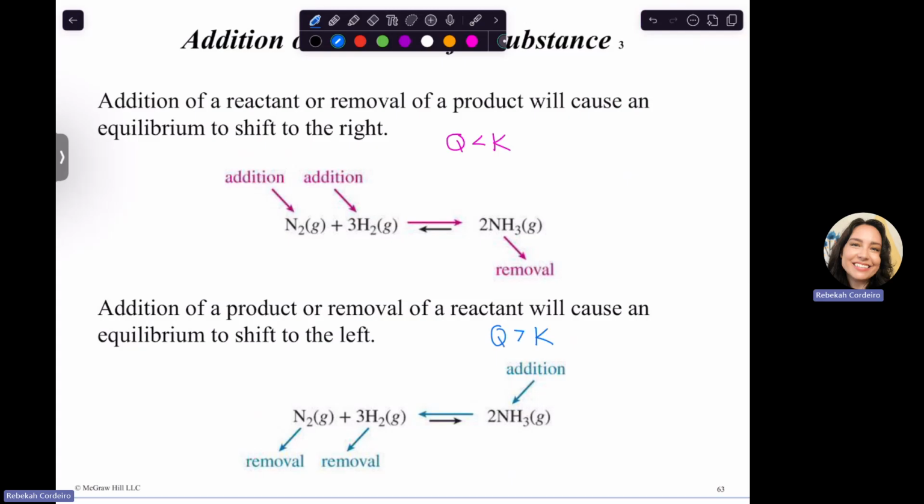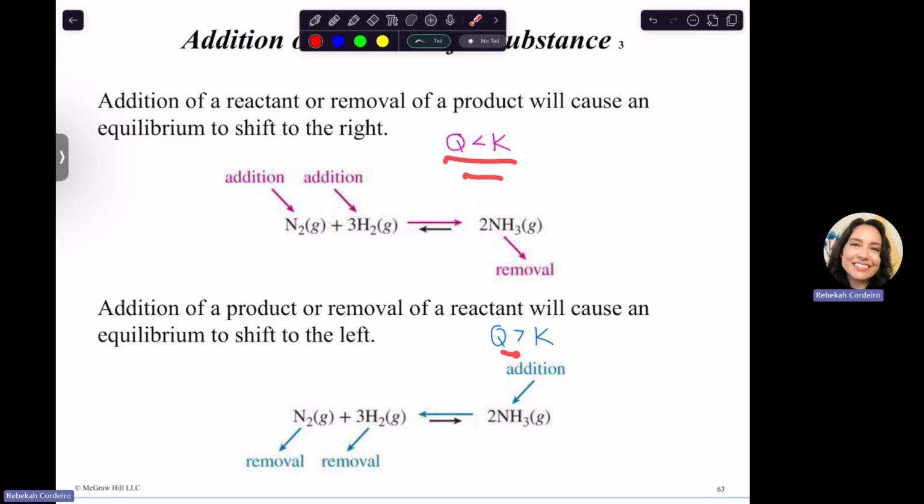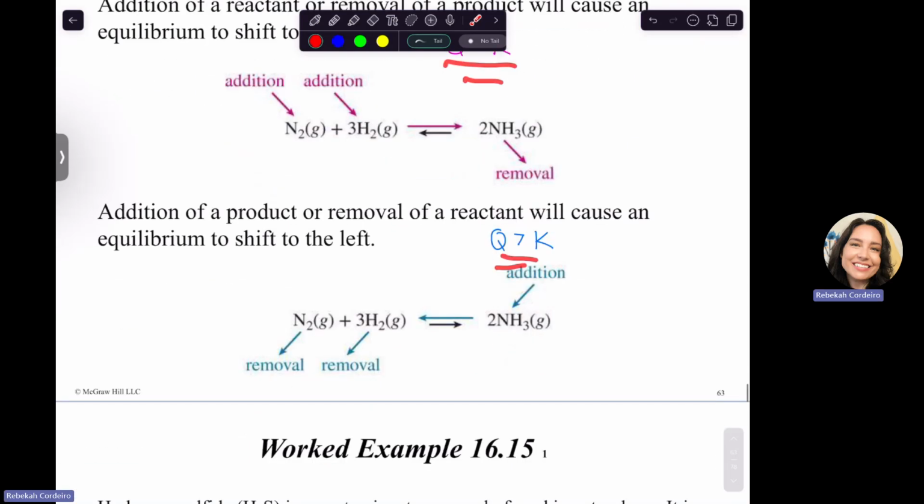And in class, I'll give you a nice little table to organize this information, but think about it. If I give you more products, you're going to make reactant. If I remove products, you've got to make more products. If I remove reactant, we've got to make more reactant. So you can also think about it in terms of the fraction Q versus K.